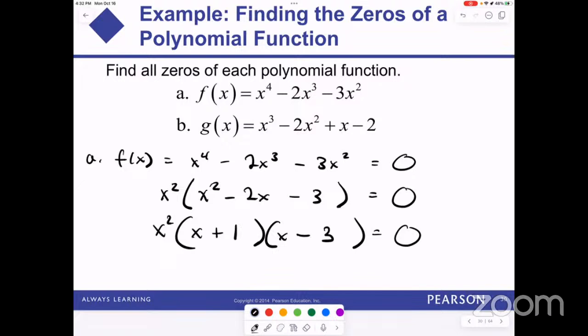So in this form, when two or more things multiply to give us 0, we set each factor to 0 and solve. So we're going to have x squared equals 0, or x plus 1 equals 0, or x minus 3 equals 0. Okay. Here we get x equals 0, or x equals -1, or x equals 3.